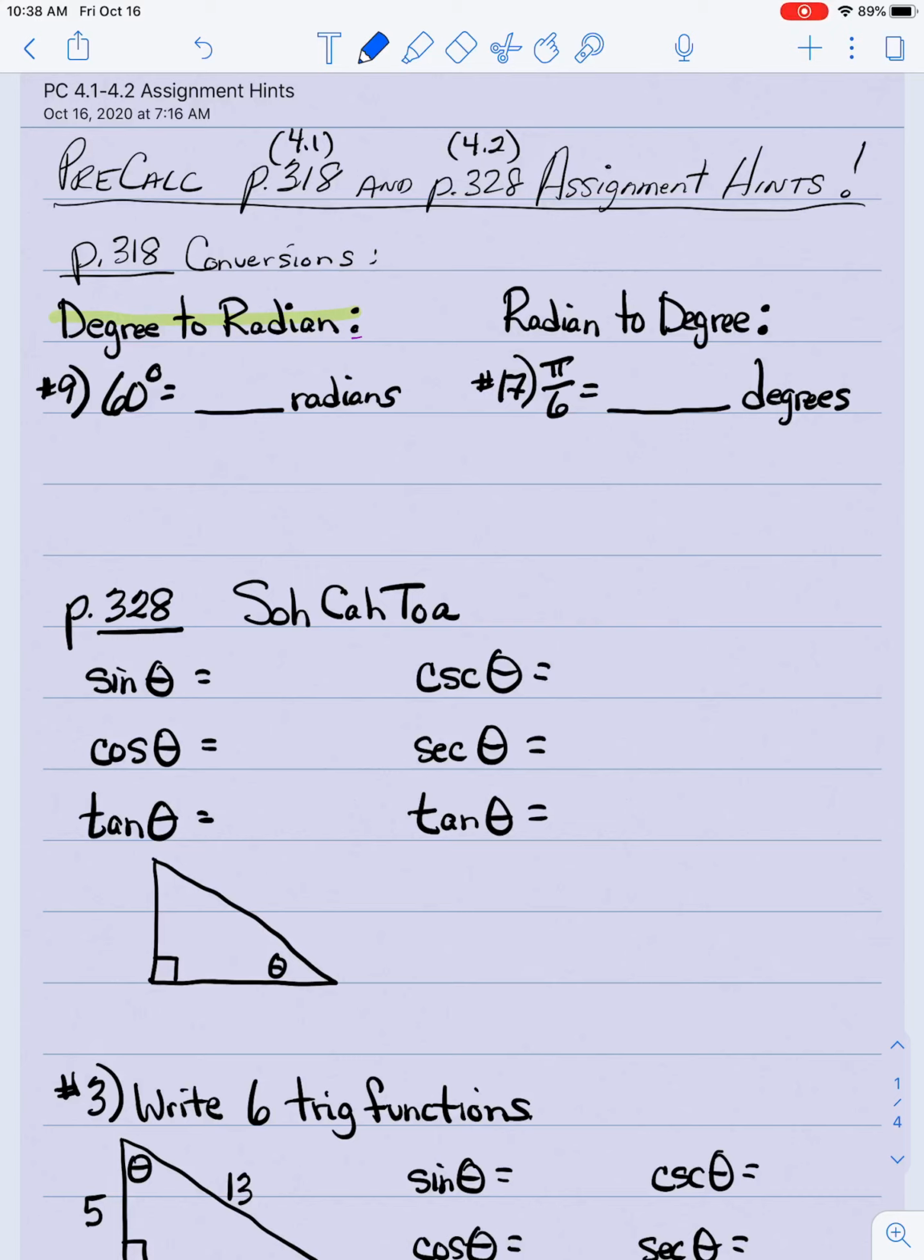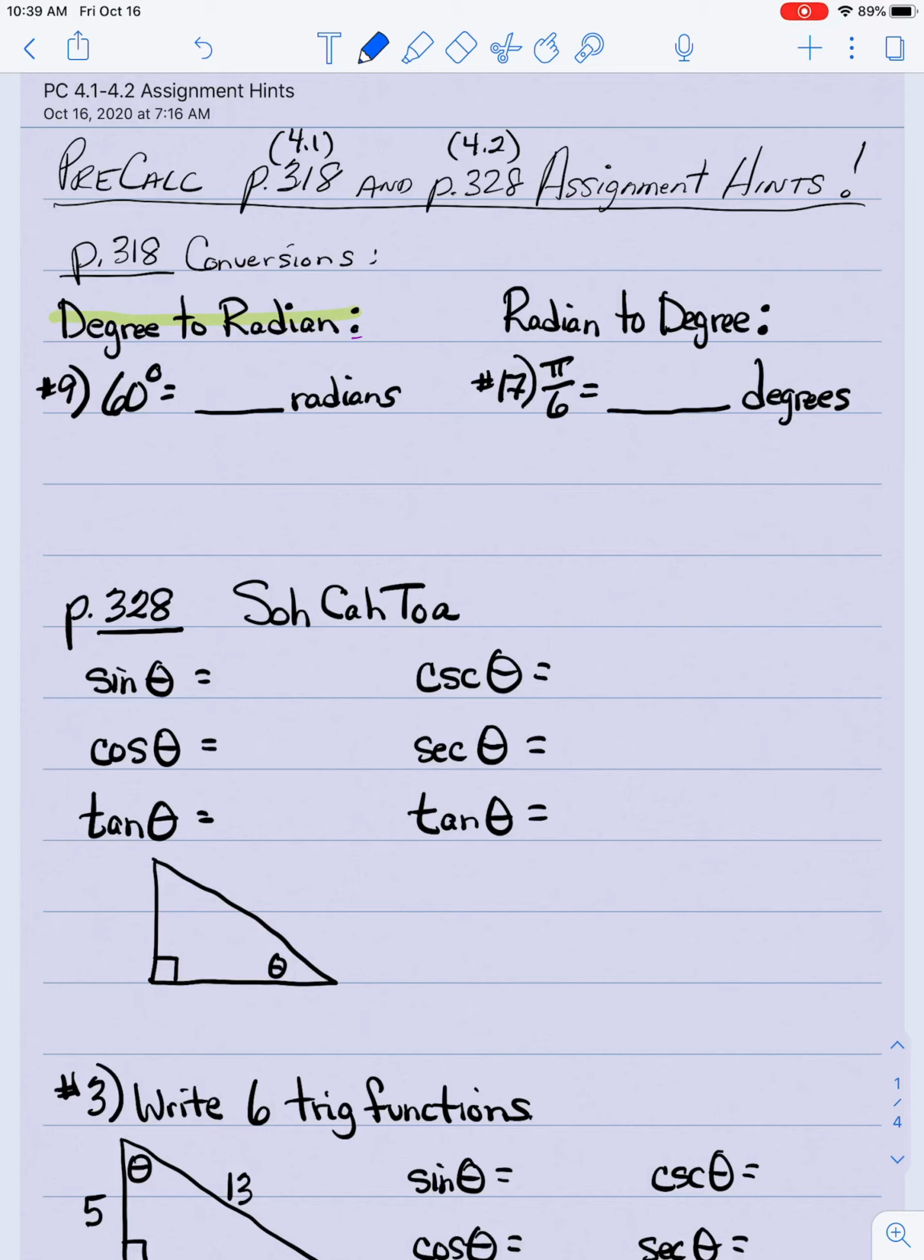Hi everyone. I've had a couple of emails this afternoon about some work you're working on here in section 4.1 and 4.2 for pre-calc. So I just picked out some questions from your assignment, and I'm just going to call this assignment hints. So maybe if you see a couple examples, it'll help you complete your assignment for these two sections.